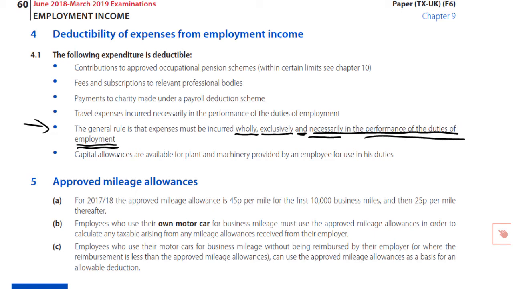Again, as we suggested at the start, a reason why an individual may prefer, if they could, to be treated as being self-employed, but of course we may not be able to do that, and therefore this expense rule becomes more difficult to get an allowable deduction. There are some very specific examples that clearly are the ones that are most usually tested and we need to know about. Firstly, contributions to an approved occupational pension scheme within certain limits.